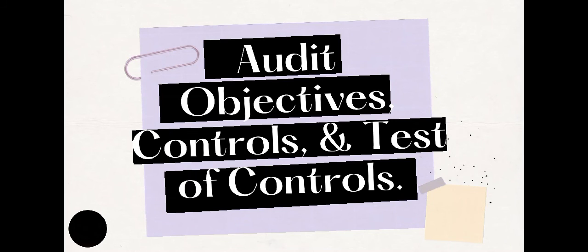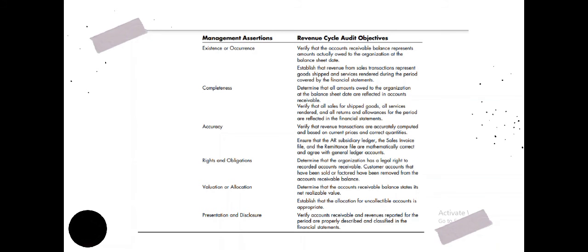On to the next topic, we'll be talking about the revenue cycle's audit objectives, controls, and tests of controls. The previously discussed management assertions are important details to the audit objective of the revenue cycle. A preview of the relationship is as follows. So this basically sums up the revenue cycle's audit objectives.